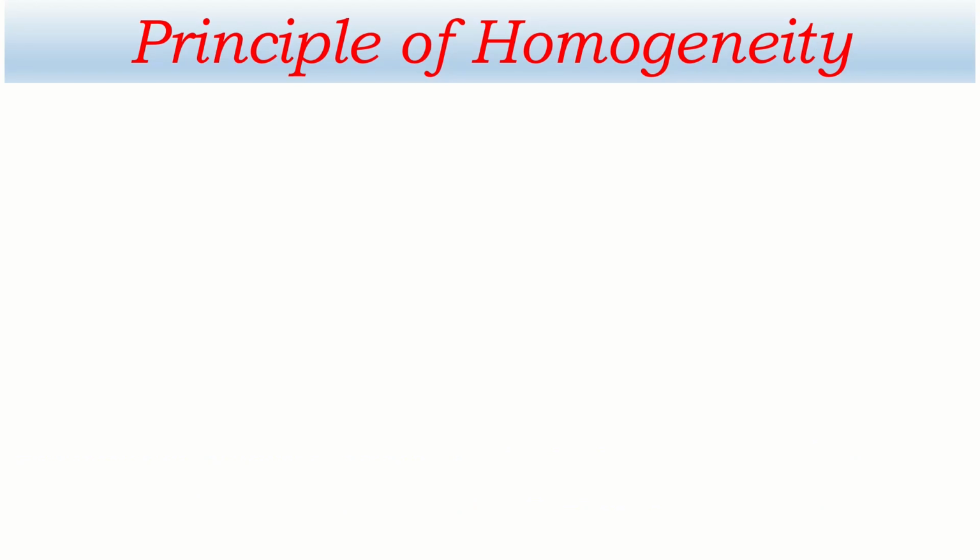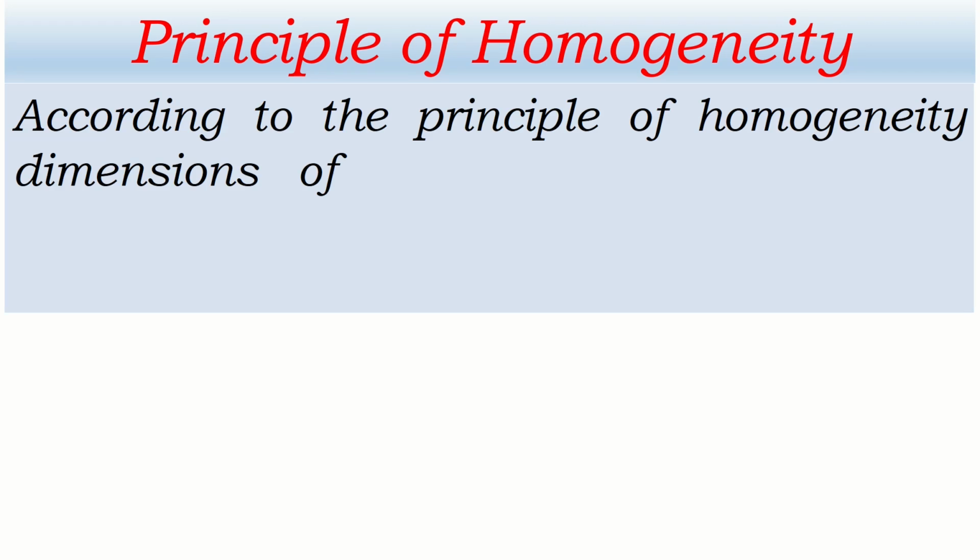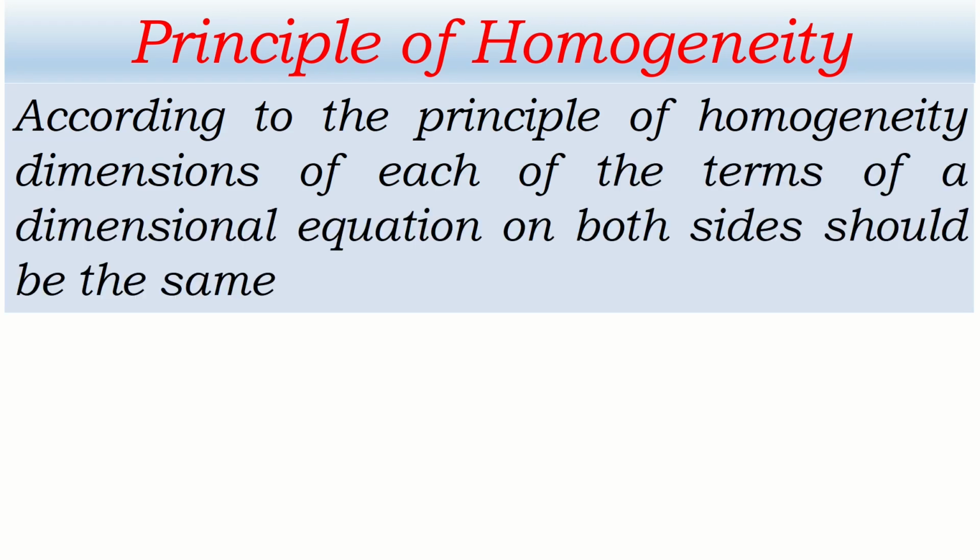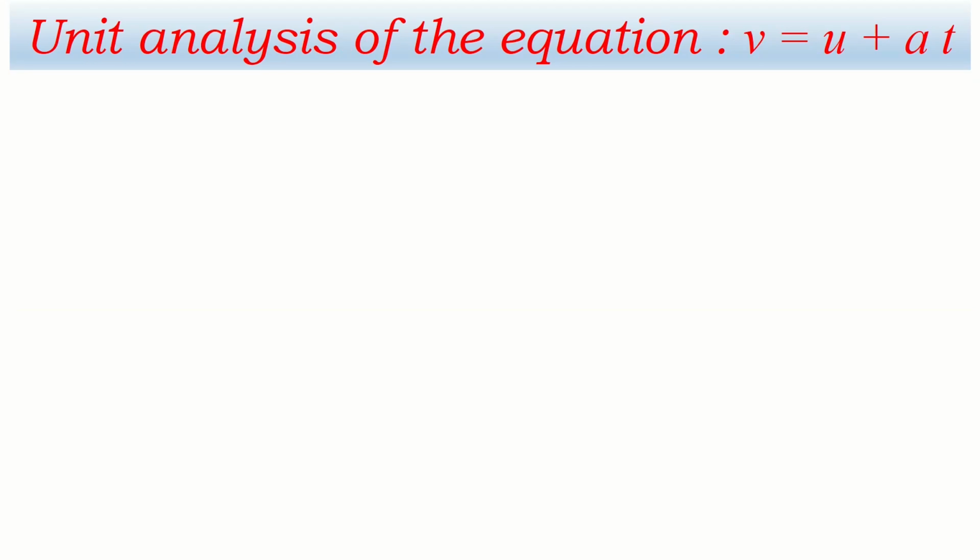But I want to tell you about the principle of homogeneity. Homogeneity means in any equation the left hand side is equal to the right hand side, but this word is designed for dimensional equations. So according to the principle of homogeneity, dimensions of each term of the dimensional equation on both sides should be the same. If the left hand side has a certain dimensional formula, the right hand side should be the same. That's why the principle of homogeneity can be used for different purposes. It is mainly used for unit analysis of the equation.